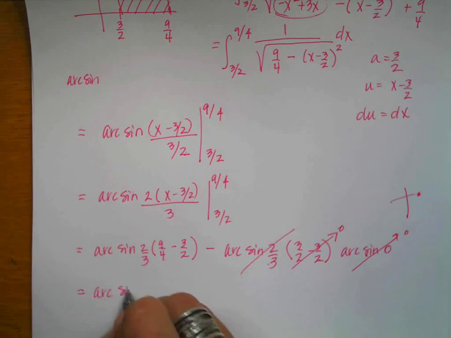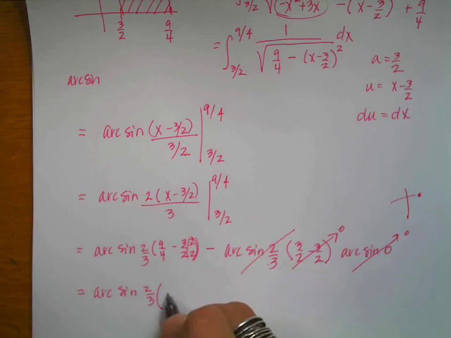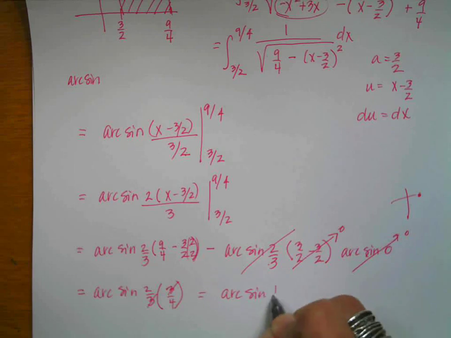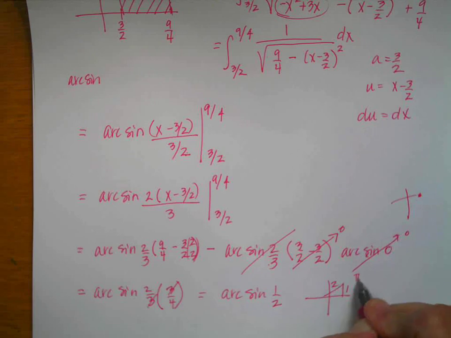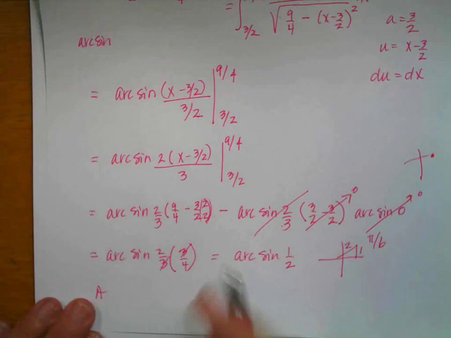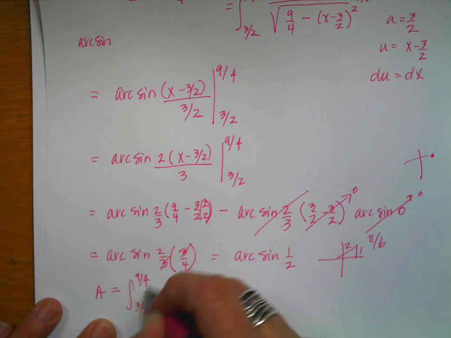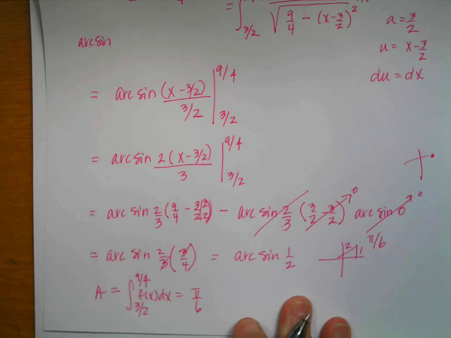So now I have the arc sine of 2/3 times, I'm going to multiply this by 2 over 2, so 9 minus 6 is going to be 3/4. The 3's cancel, so this is going to be the arc sine of a half. And remember, sine is a half when the angle is pi over 6. So my area, from 3/2 to 9/4 of f of x dx, is pi over 6. That seems a little anticlimactic.